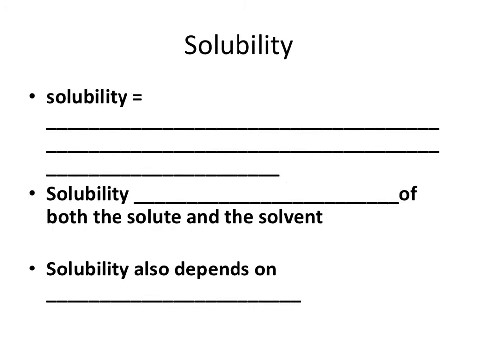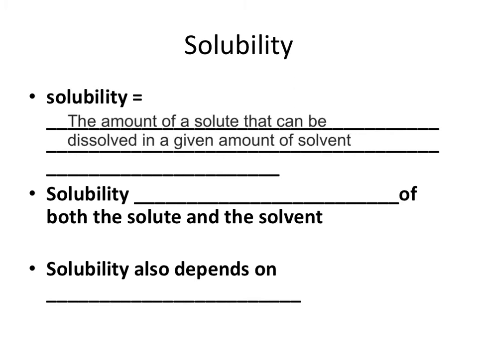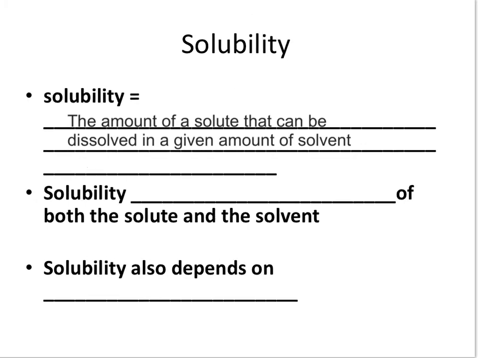The way we quantify this is solubility. So solubility is the amount of a solute that can be dissolved in a given amount of solvent. So solubility is going to depend on the identity of both the solute and the solvent.